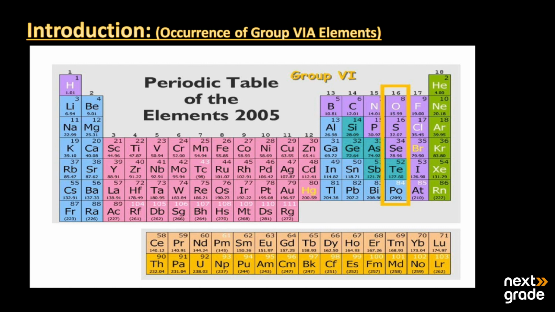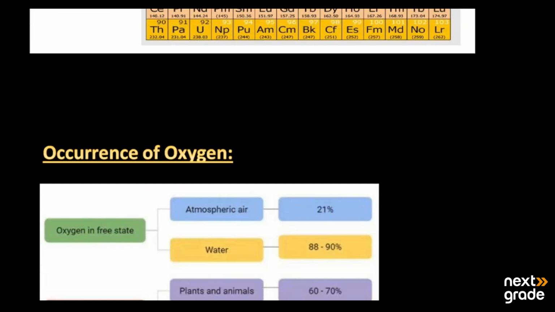So now just check out the group 6A elements, in which the first element is oxygen. Then we have sulfur, selenium, tellurium and polonium. These are basically the group 6 elements, in which the atomic number of oxygen is 8, sulfur is 16, selenium is 34, tellurium is 52, and for polonium we have 84. Now here we will discuss their occurrence, that is, where they are found.